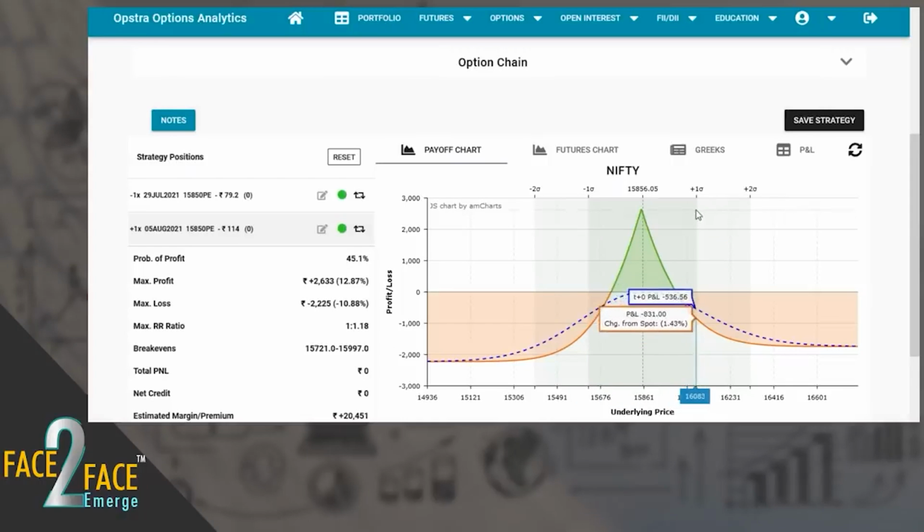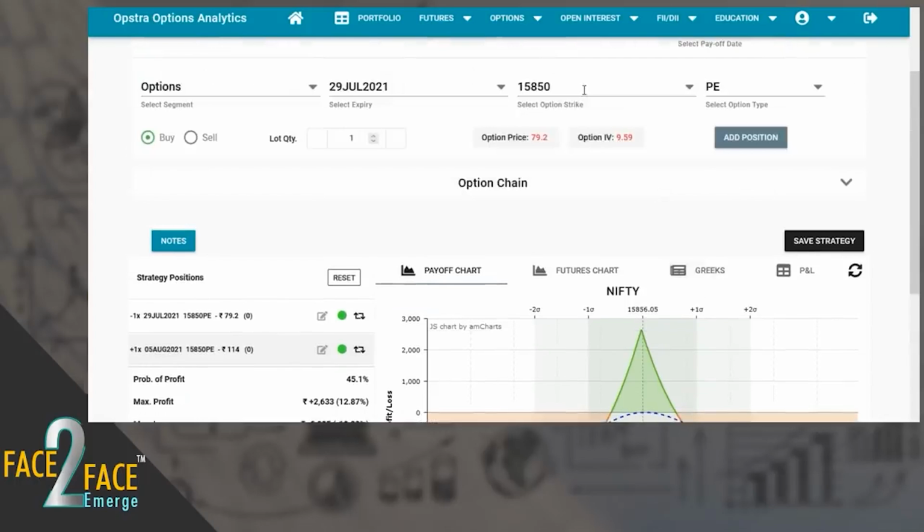Thank you, sir. So basically I've taken the upper strike. Here we see that it is at 16083. Since we are a bit conservative, we will take the nearest strike on the upside. So we will take 16100. Okay. And we will change it to a call option. And we will sell that option.